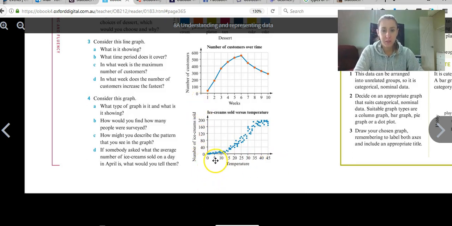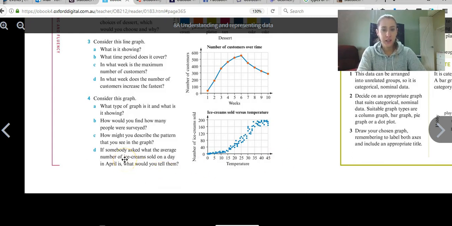When the temperature is at about 5 degrees, I'm not sure if it's Celsius or Fahrenheit, you should definitely have that in labeling your graph. At about 5 degrees, we're selling probably 10 ice creams, maybe fewer. But once we start getting up into 40 degrees, we're selling over 160. So I would describe the pattern as being a positive relationship. The hotter the temperature, the more ice creams we sell.